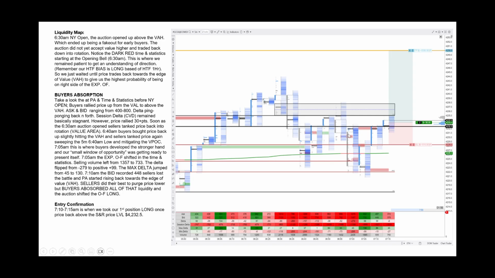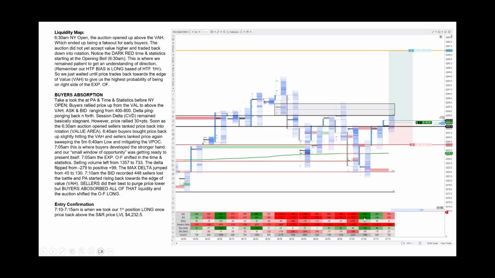So let's look at it, right here in this extreme big bear candle, when we came and swept the 6:40 a.m. low. This huge bear candle, the bid printed at 1,347. Very strong and aggressive sellers looking to take price lower. In the very next candle, it dropped from 1,357 to only 733. So it was cut in half. So all of the selling pressure left.